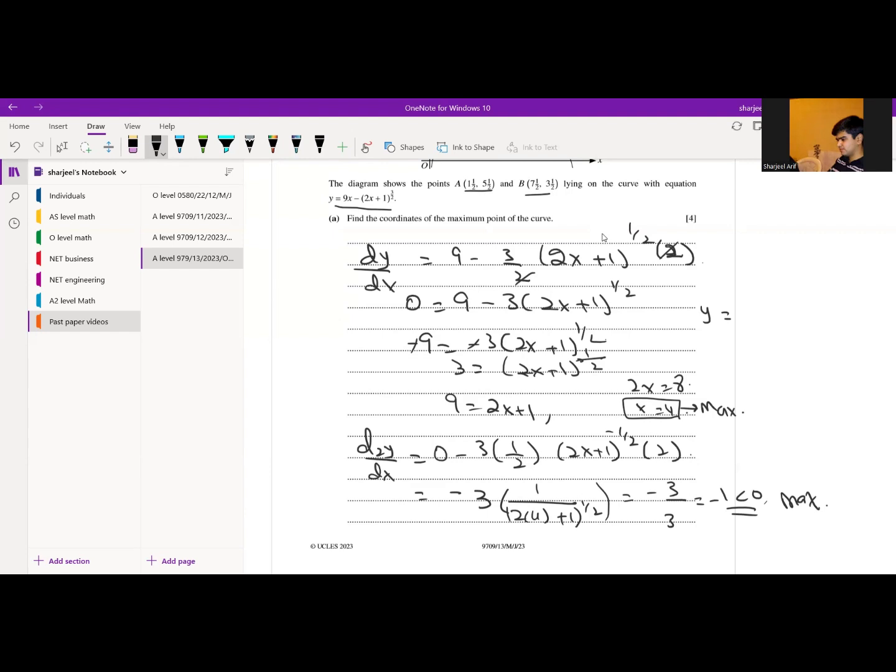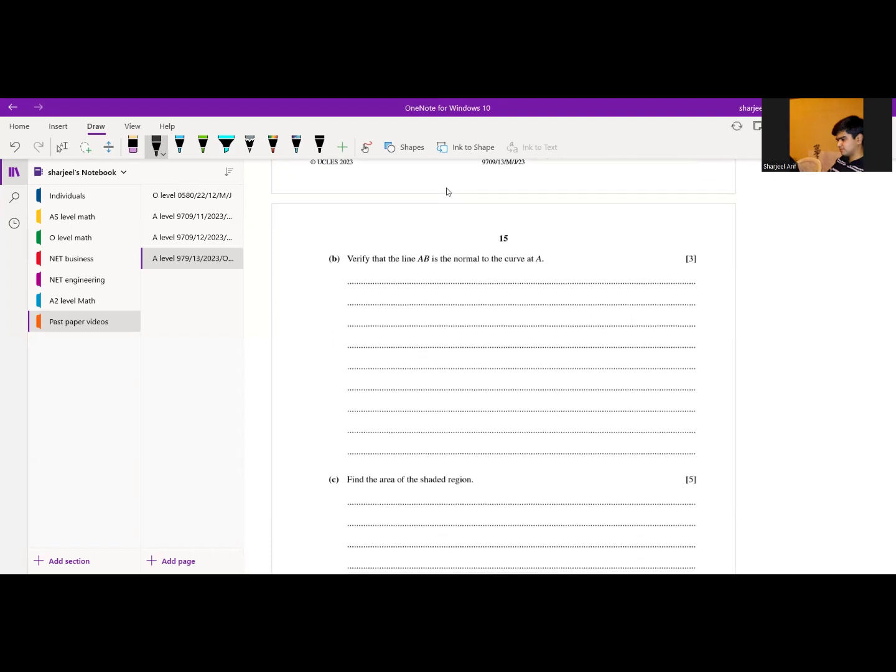So y will be equal to 9 into 4 minus (2 into 4 plus 1) power 3 by 2. 36 minus 27, y equal to 9. So the coordinates are 4 and 9. This is our answer. For part B, we have to verify that the line AB is normal to the curve at A.